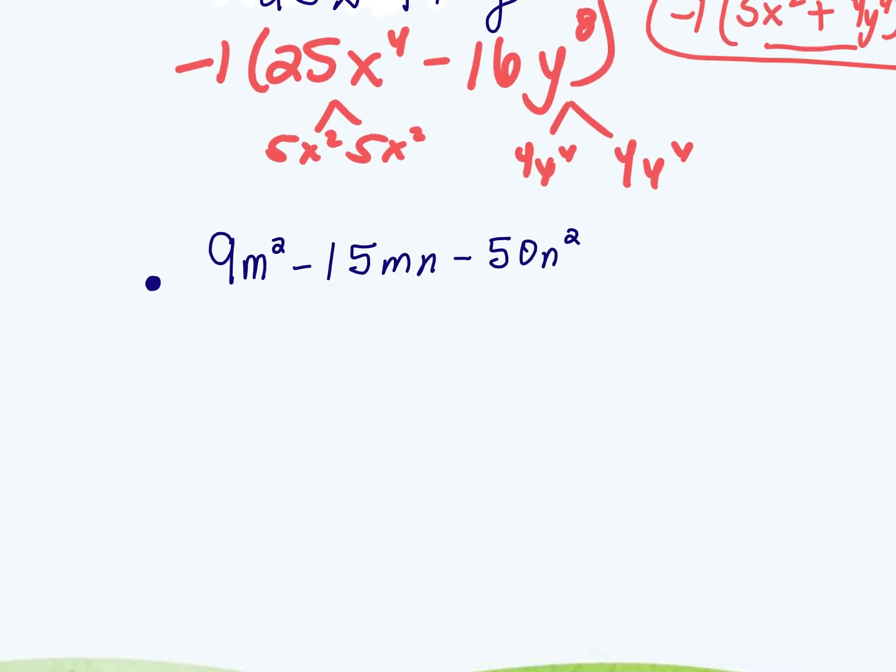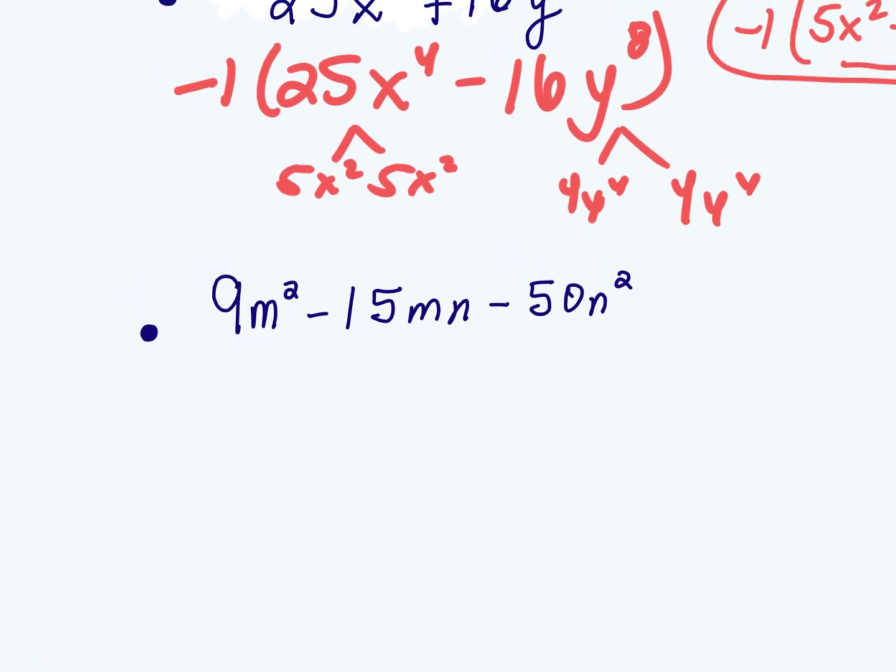Okay, first thing we look for, GCF. Is there one? No. How many terms do I have? 3. I'm going to go ahead and check in my mind if this is a perfect square trinomial. Is 9m squared a perfect square? Yeah, 3m and 3m, right? Is negative 50 a positive perfect square? No. So this is not a perfect square trinomial. We just have to say, all right, A times C.